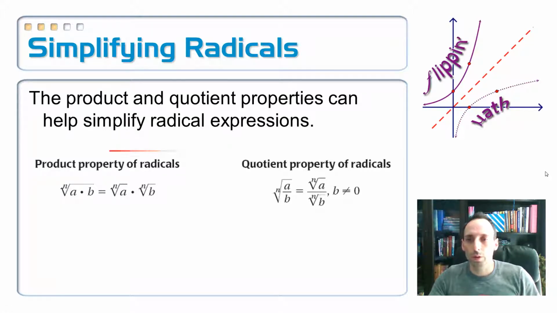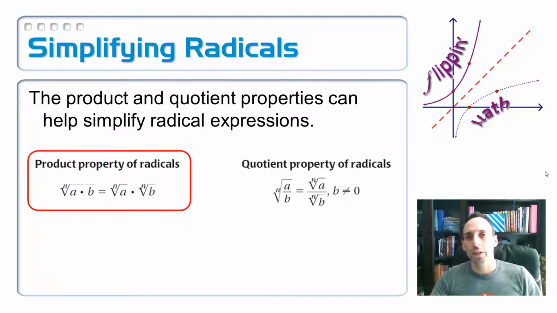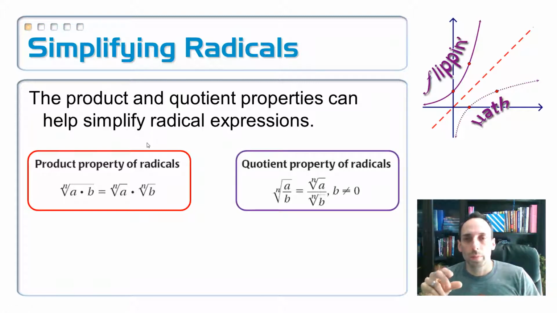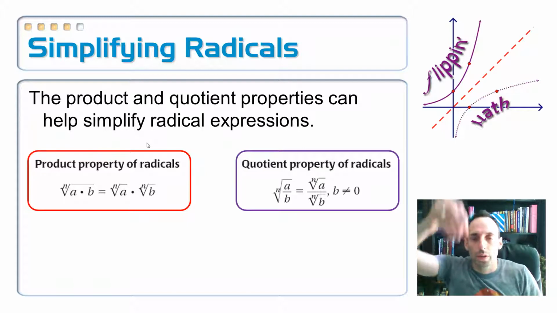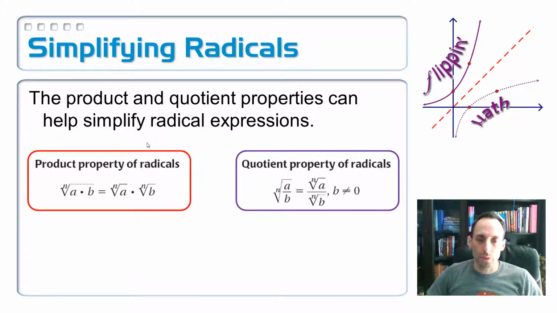So the product property of radicals says that if I have the nth root of a product on the inside, you can break that up as two separate nth roots. What that'll allow you to do is maybe take the nth root of the a part of it, maybe that's a perfect nth root, you can write that number down, and then you've just made your answer simpler. Okay, so the same thing on the quotient property. You can take the nth root of a quotient and break it up as two separate nth roots, as long as b is not 0, because we don't want to divide by 0.